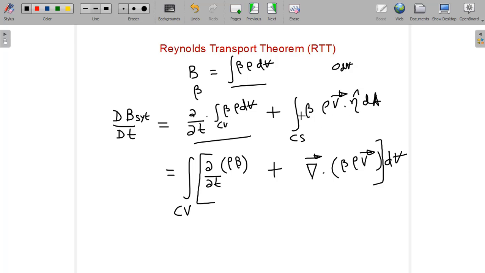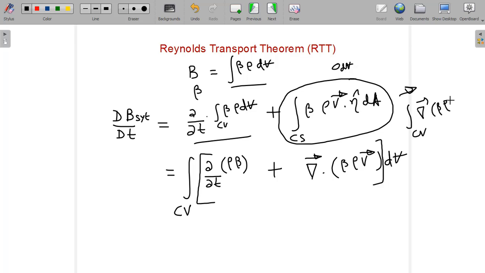Using the divergence theorem, we have converted this particular term into the volume integral of divergence of beta rho V dV. Okay, and then we have considered this thing. Here this integration is taken out of the del/del t, and that can be done only if this volume is not changing with time. This is the consideration.